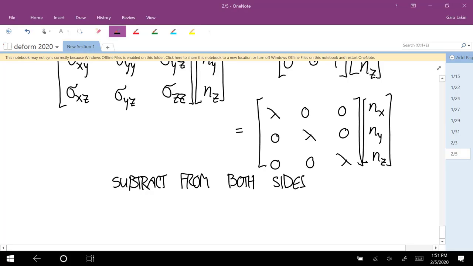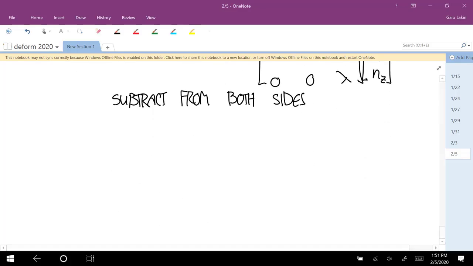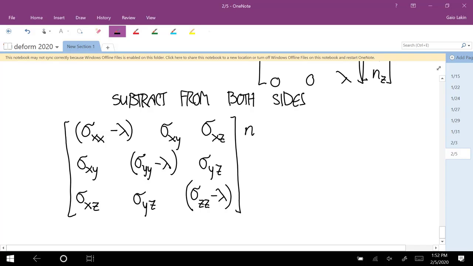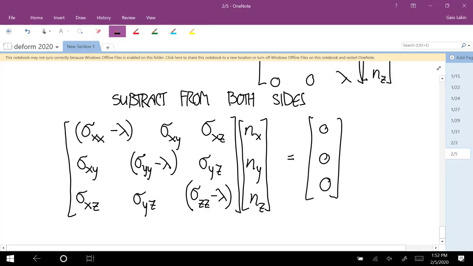Because each of these two matrices is multiplied by the same vector. Okay, so now I'm going to rewrite this like this. Sigma xx minus lambda, sigma xy, sigma xz, sigma xy, sigma yy minus lambda, sigma yz, sigma xz, sigma yz, and then sigma zz minus lambda, times that unit vector is equal to 0. Okay.